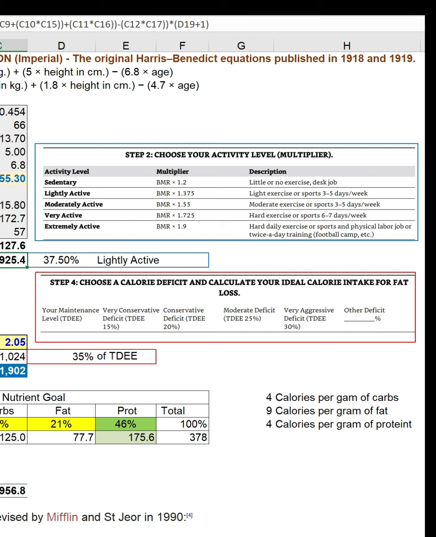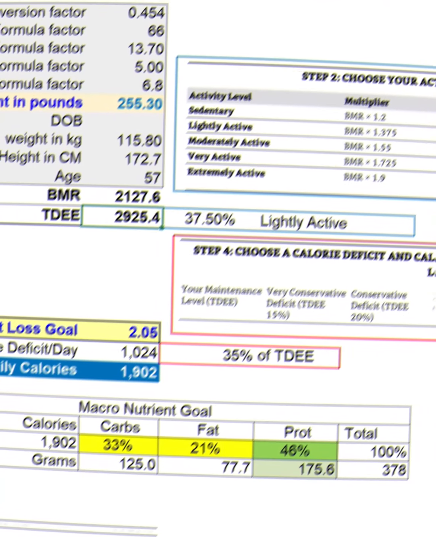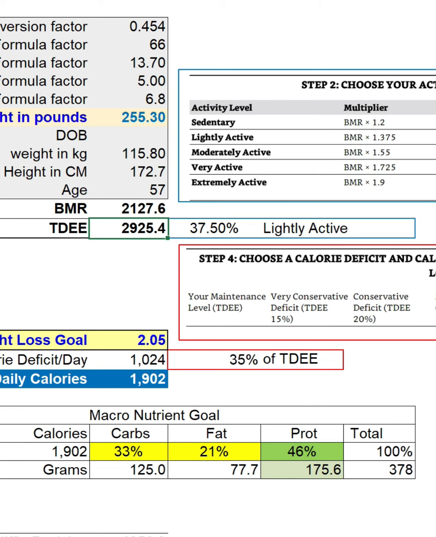I chose 35%. I'm a little on the heavy side. I think I can afford to be slightly more aggressive, and that's what I'm going to do. I'll monitor it and see how my weight loss journey goes, and I will make adjustments as necessary. So for me, my total calorie deficit per day is 1,024 calories. So my net daily calorie that I'm going to target is 1,902.